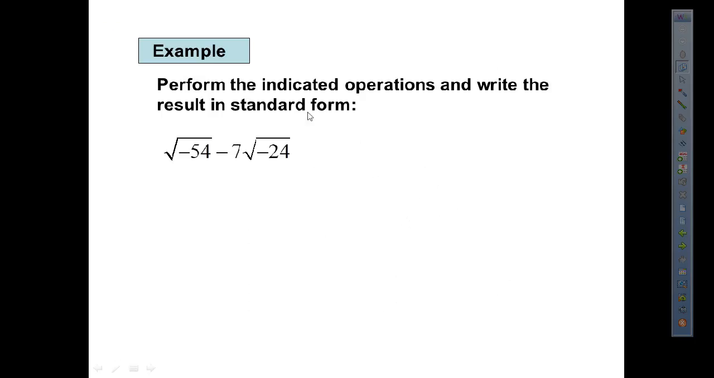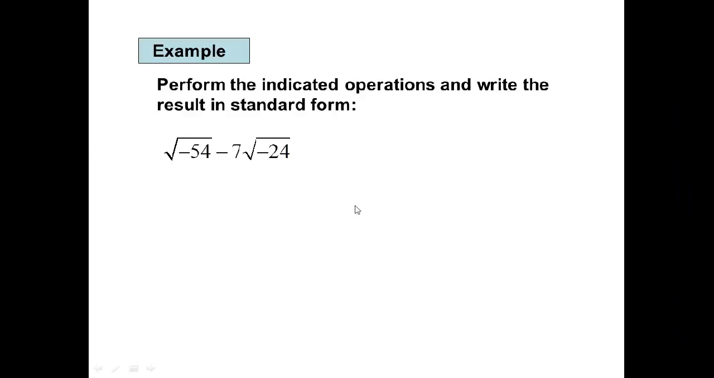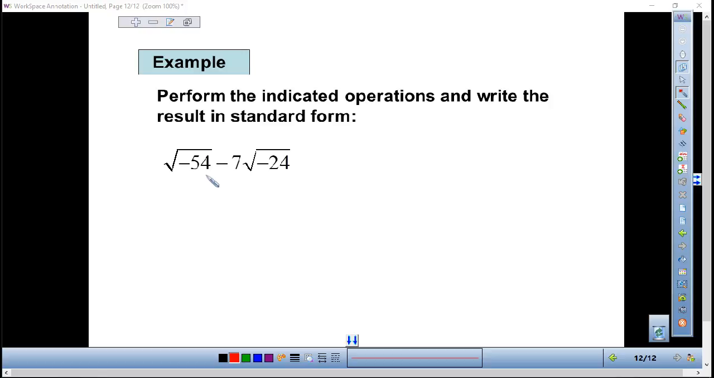All right, so let's perform the indicated operations and write the result in standard form. So negative 54 minus 7 times the square root of 24. We're going to need to reduce these to see if we can actually combine them together, and we're also going to have to take out the i's. So let's go ahead and break this 54 up.